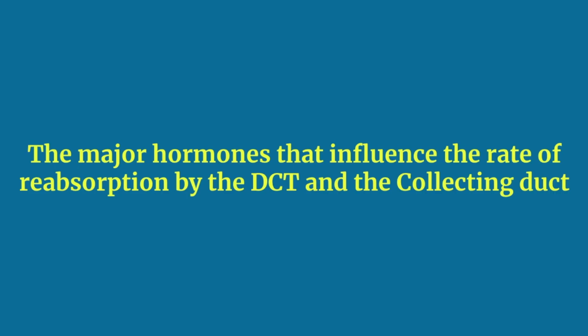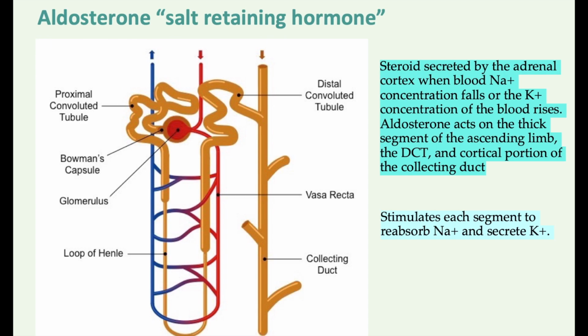Alright, so we just wrapped up our conversation about the distal convoluted tubule and the collecting duct from the Thinkpad. Now let's talk about the major hormones that influence the rate of reabsorption by the distal convoluted tubule and the collecting duct. We'll understand that by moving on to the Thinkpad. So we're at the Thinkpad and we want to understand the major hormones that regulate the reabsorption of the distal convoluted tubule and the collecting duct.